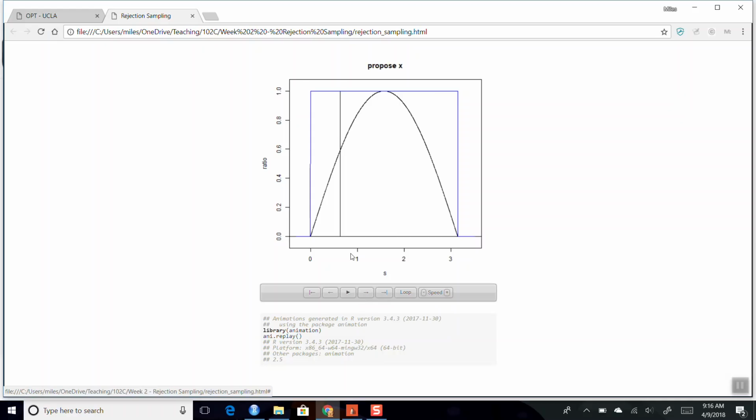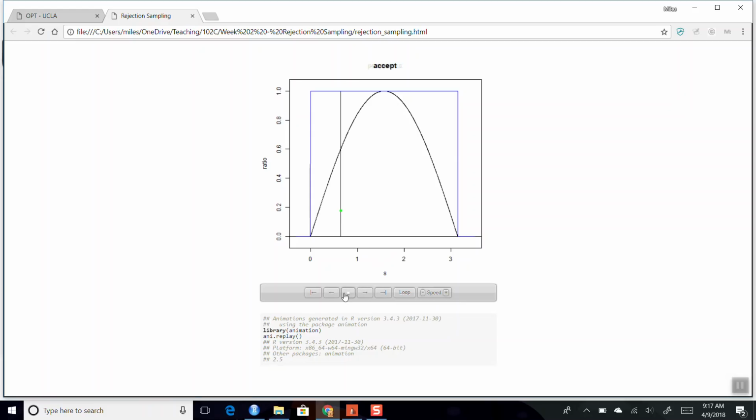Over here, we propose this value. We sampled this value u, and in this case, it gets rejected. So this value of 0.7-ish will not appear in our sample, and we throw that value away. Here we propose a value like 2.95. We sample a value of u. It ends up here, so we're going to reject that. Here we propose this value, we sample this value down here, and we accept it.